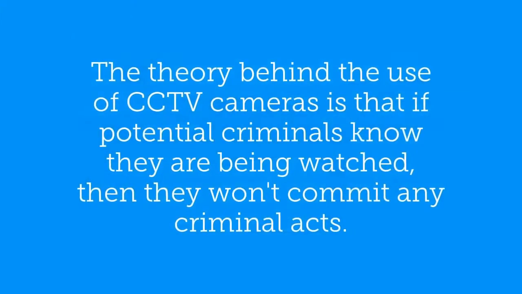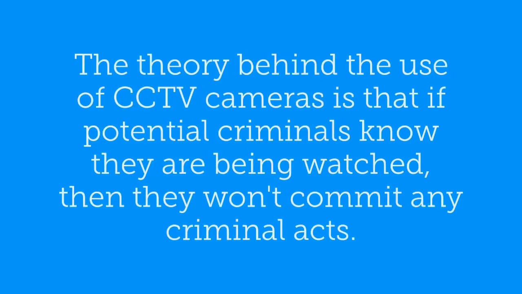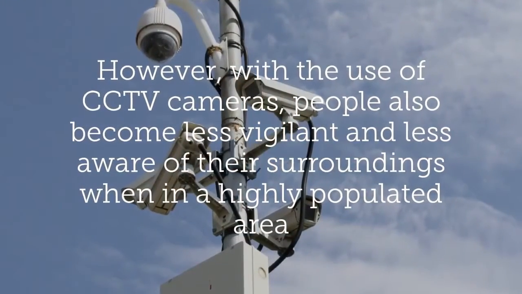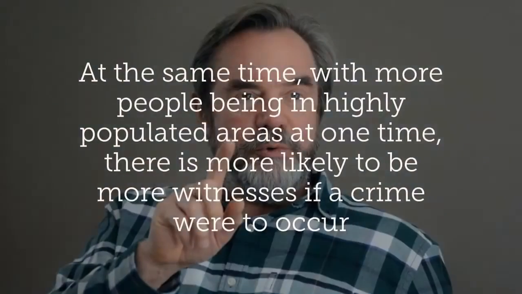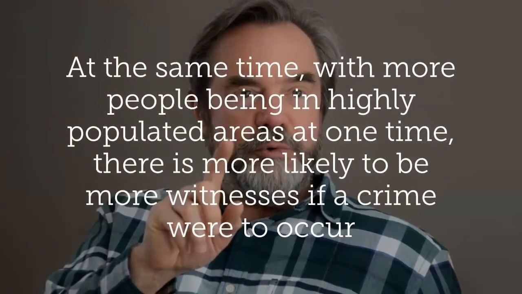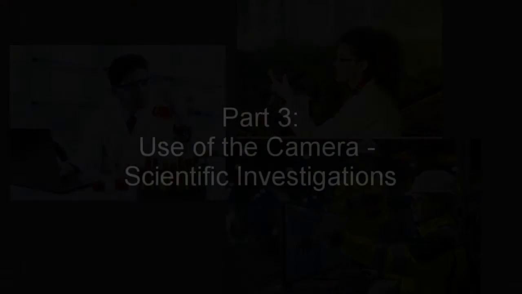The theory behind the use of CCTV cameras is that if potential criminals know that they are being watched, then they won't commit any criminal acts. However, with the use of CCTV cameras, people also become less vigilant and less aware of their surroundings when in a highly populated area. At the same time, with more people being in highly populated areas at once, there are more likely more witnesses to a crime if a crime were to occur.